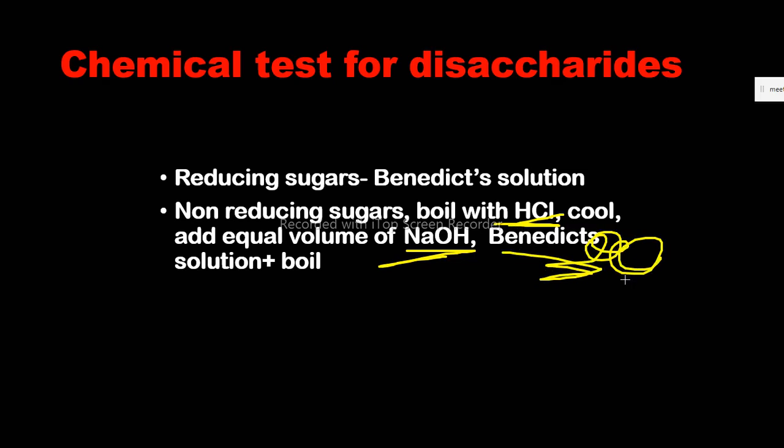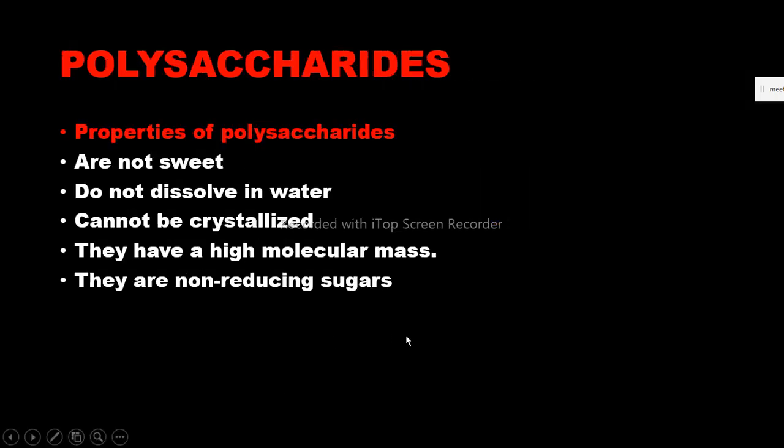Okay? So we add sodium hydroxide to neutralize the acid that has been added, so that the pH of the solution is restored and becomes slightly alkaline for the Benedict's solution to work, so that when you boil it, you will see color changes. Not so? Yes, I hope it is okay. So any question as far as disaccharides are concerned?